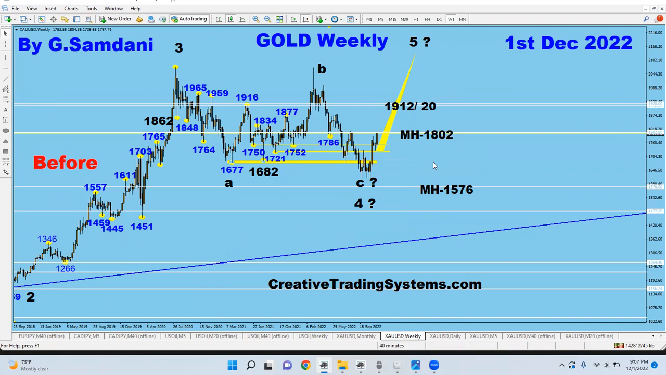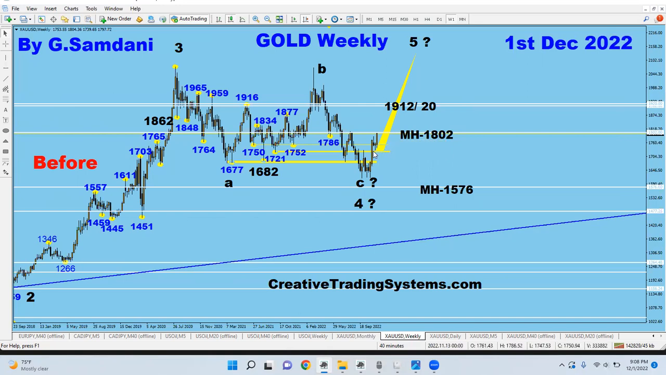My first target in yesterday's video, I said that I have a trade open and my target is 1802. So this is exactly what happened so far. Today it went up and hit 1802. Right now it is at 1802 and pulling back. So now we are rising for wave 5, and wave 5 will have 5 subwaves: 1, 2, 3, 4, 5.